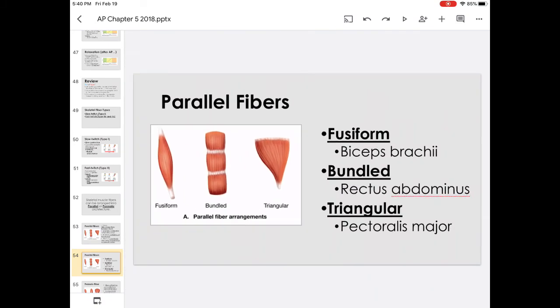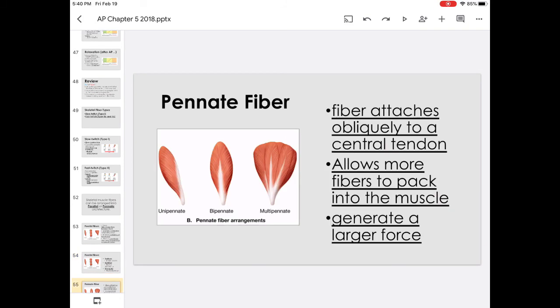Bundled is like the one picture that you see in the middle right here. An example would be your rectus abdominis, which is in your abdomen area. You can see that it's bundled because they kind of are sectionated. And then you have triangular, which is your pectoralis major, known as your pecs. And these are more of a triangular shape.